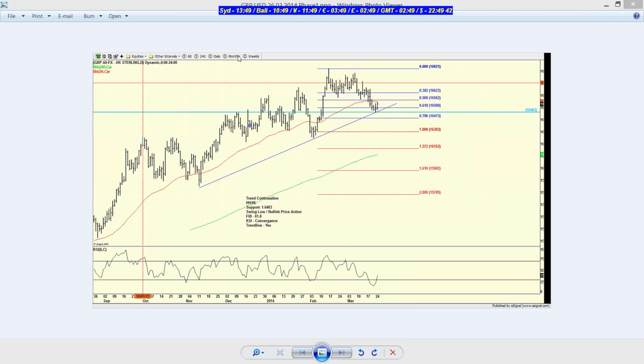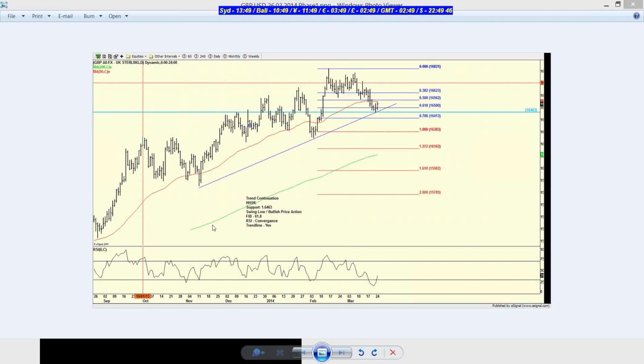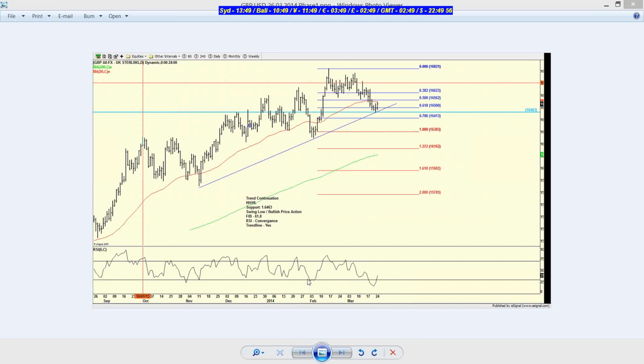Trend line. 1, 2 touches, 3. Yeah, fair enough. See that, guys? 1 touch, 2 touch, 3. That's trend line support. Trade from the third. And as the previous guy noticed, there's bullish hidden divergence there.